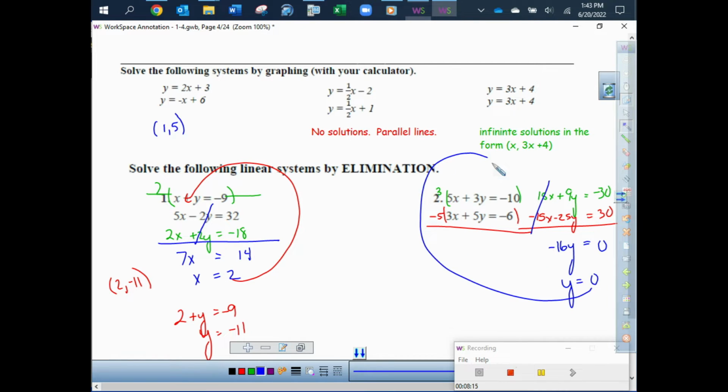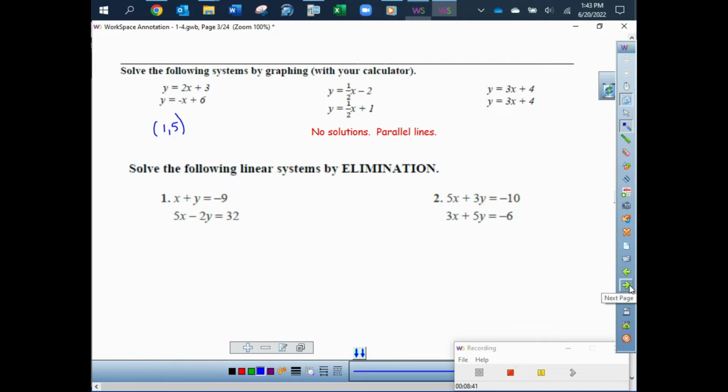So where do you sub in? It really doesn't matter, as long as you pick one of these equations and you go in for y. So I'll get 5x right here, plus 3 times 0 is 0, so that's nothing. Equals negative 10, and x equals negative 2. To write it as an ordered pair, we go in alphabetical order, x first, y second. So negative 2, 0. That was solving by elimination. Done that many, many times.